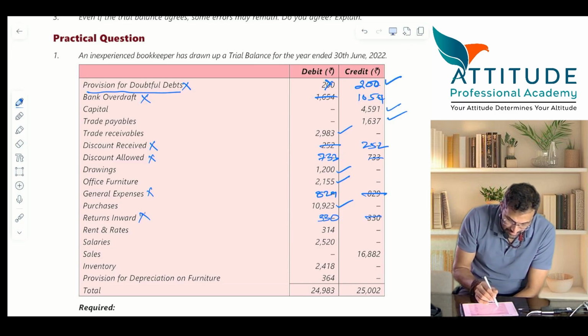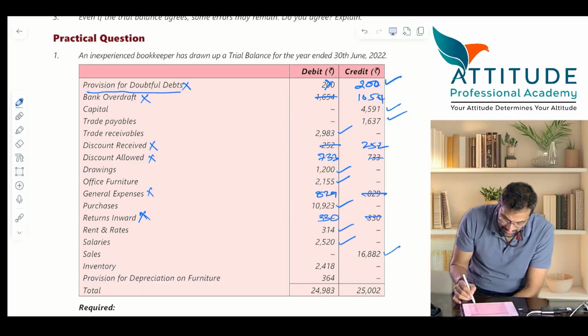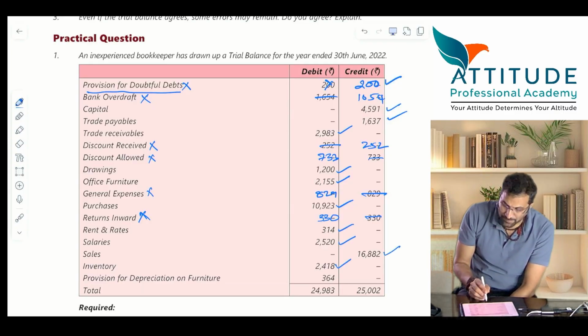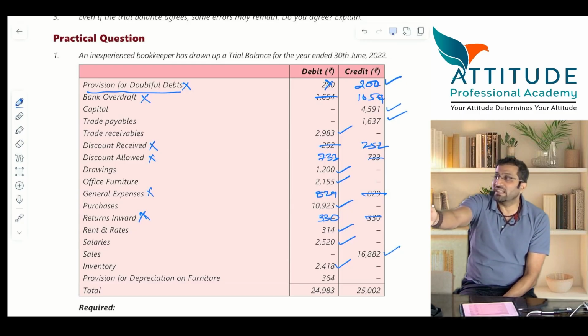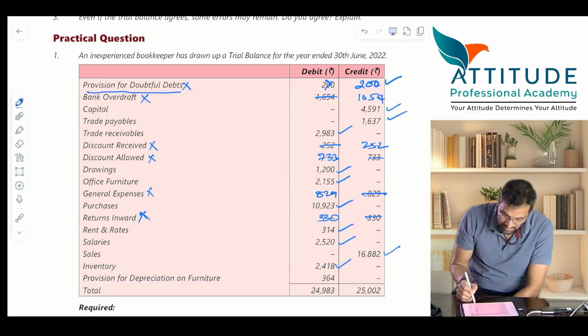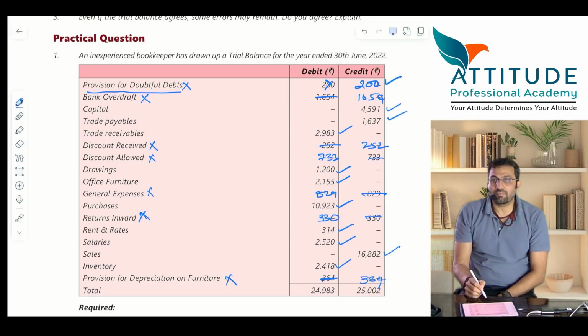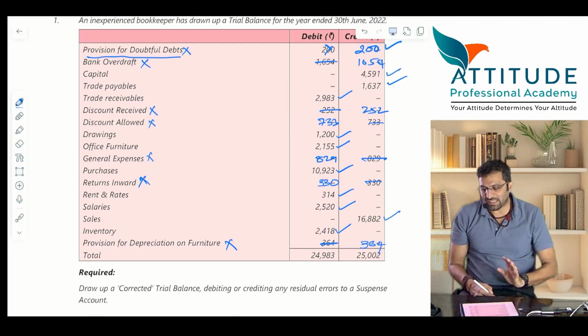This is wrong. Rents and rates: correct. Salaries: correct. Sales: correct. Inventory: correct. Provision for depreciation: hey, we have done provision. Any provision will show a credit balance. So how much does this come to? 364. Tally this also and see, your answer should come correct.